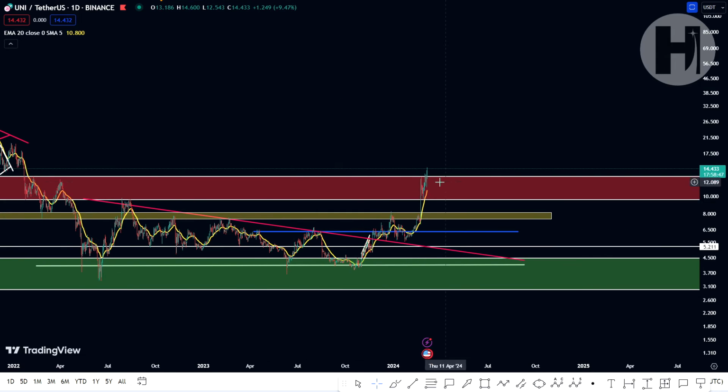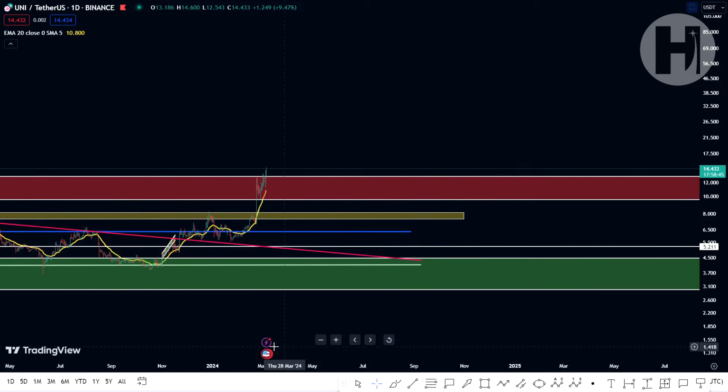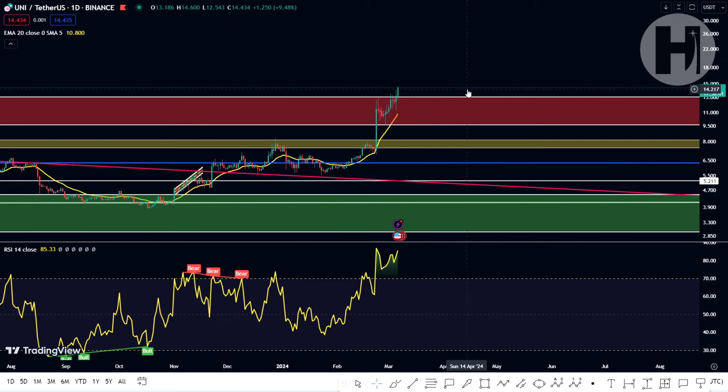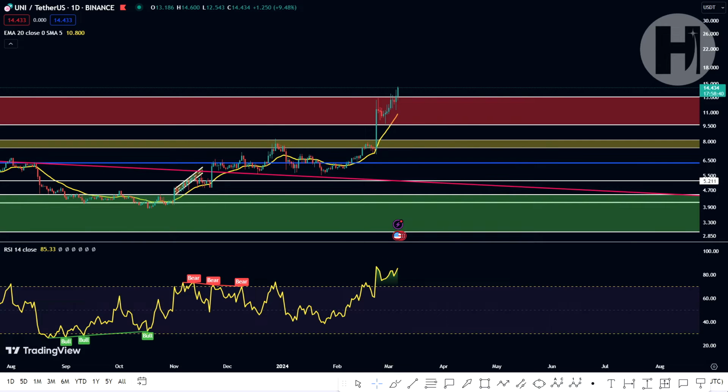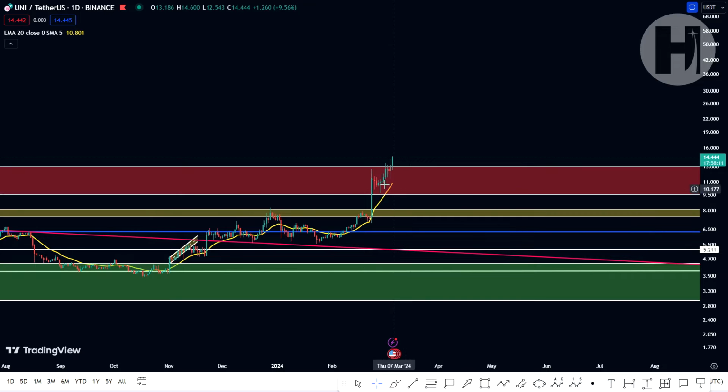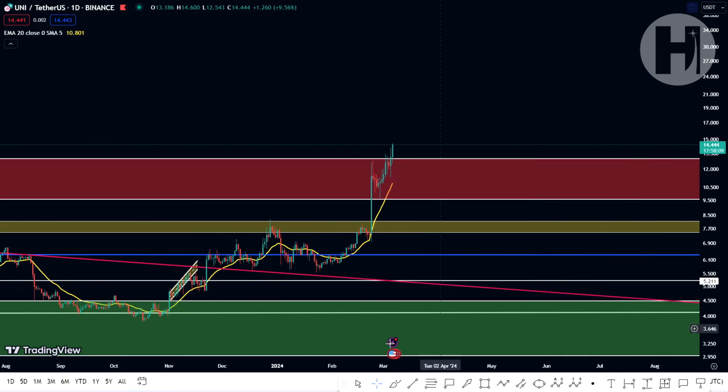If you didn't and you're waiting to buy into Uniswap, I would not be doing that right now, because we're very overextended on the daily chart. As you can see, the index is sitting at 85 on the RSI, which is a bit too much. You do not want to be buying something that's this overextended on the daily chart. So what I would do is I would probably set up some buy limit orders.